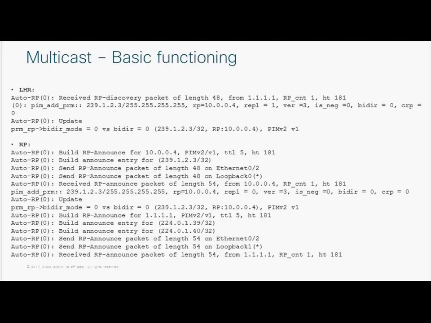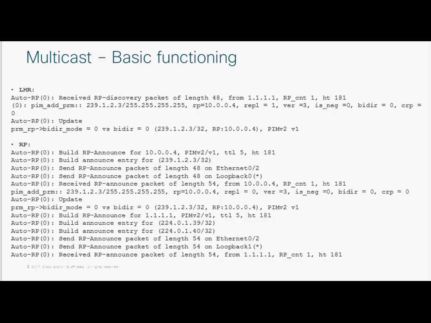Here you can see a debug for the RP with the auto RP distribution. Okay, here in this example, I use the output from the last hop router, where you can see that I receive a packet for the group 239.1.2.3. I have an RP that is the 10.0.0.4, but this packet is being sent from the 1.1.1.1. I use this to illustrate the way that the AutoRP works.